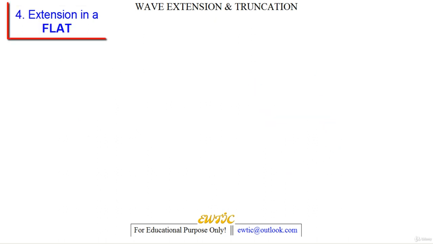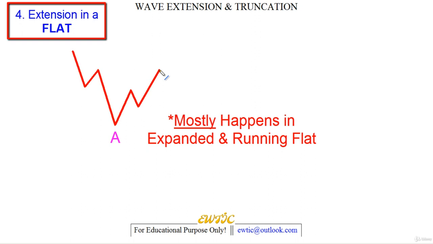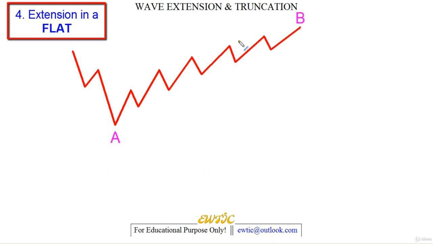So in a flat, wave B extends, but this happens in the case of an expanded flat or a running flat. But you will see that wave B is much bigger in size than wave A, right? And then you will see a sharp move to the downside, which consists of 5 waves, and it's wave C of the flat. This is a very common situation.